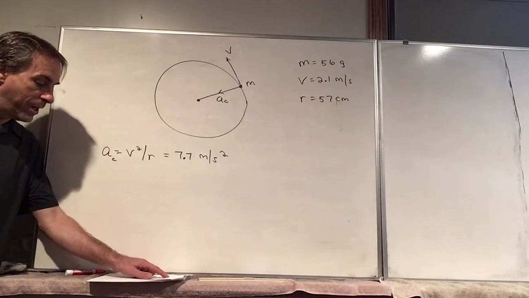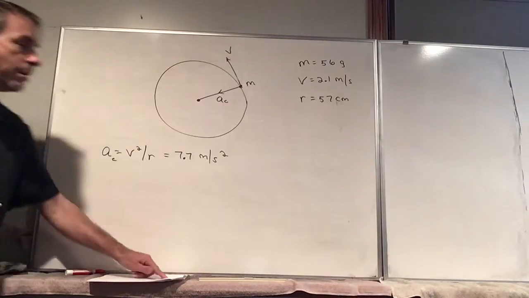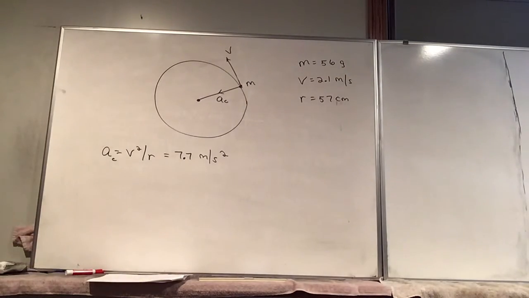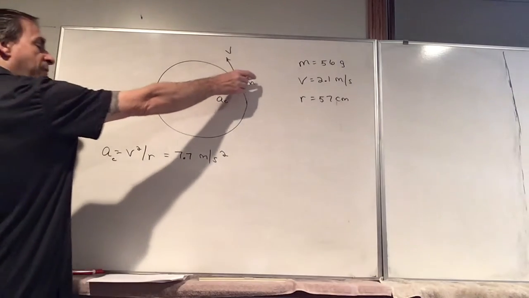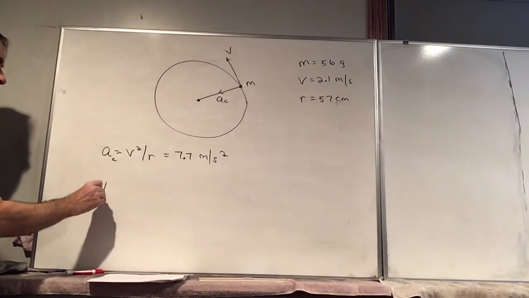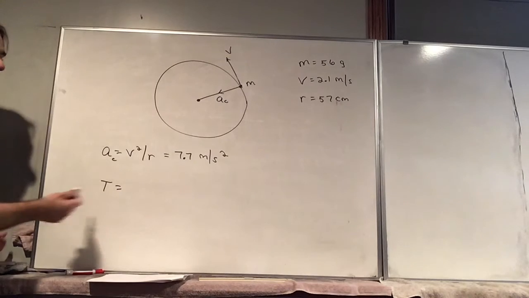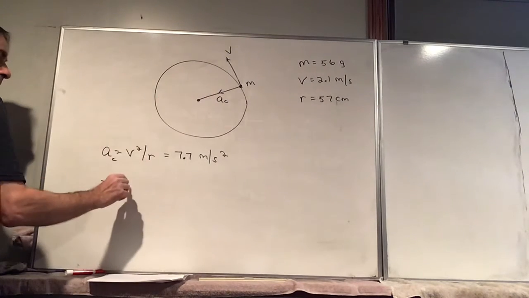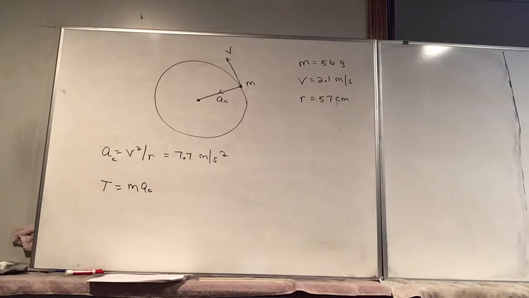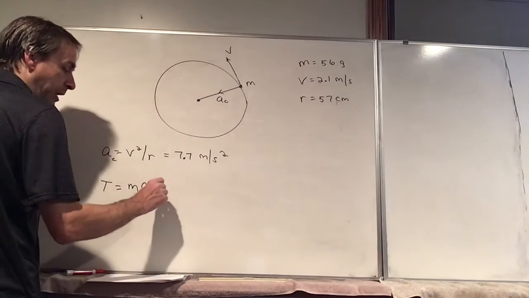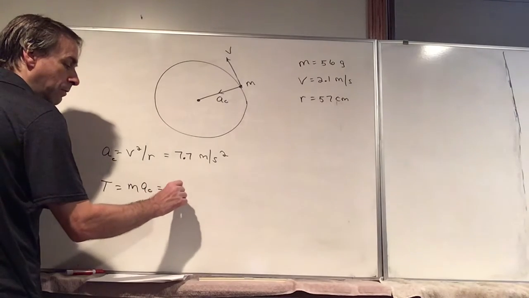Now, part B is what is the magnitude of the tension in the string? So if there's an acceleration inwards towards the center, there has to be a force coming from the string, and we're just using F equals ma. So we'd take mass times the centripetal acceleration. And if we plug that in, we get about 0.44 newtons.